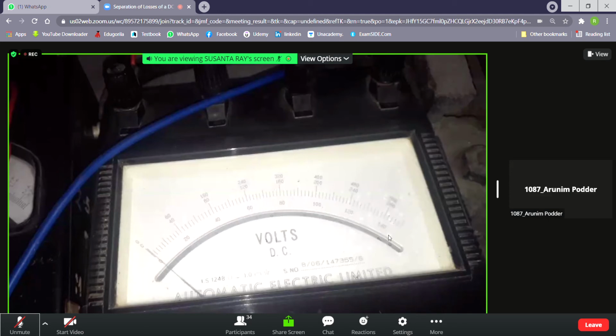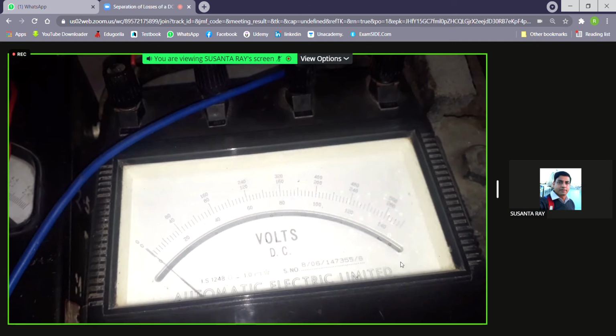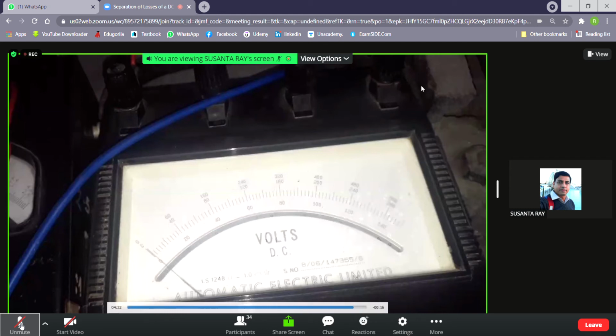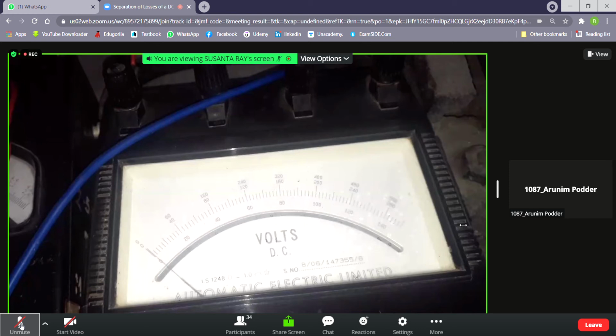So can you repeat? I didn't get it. We can see three markings at the end: 140, 280, 560. Now you tell me the three different ranges for the meter. Sir, it is 150, 320 and 640.